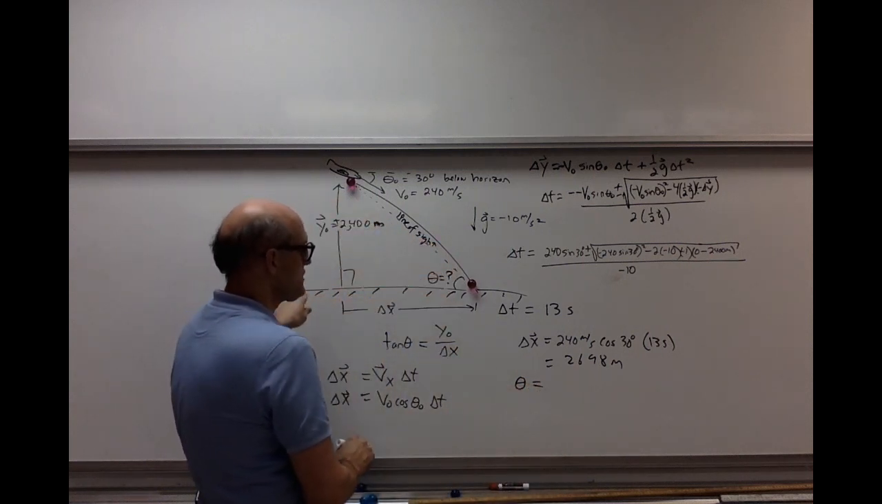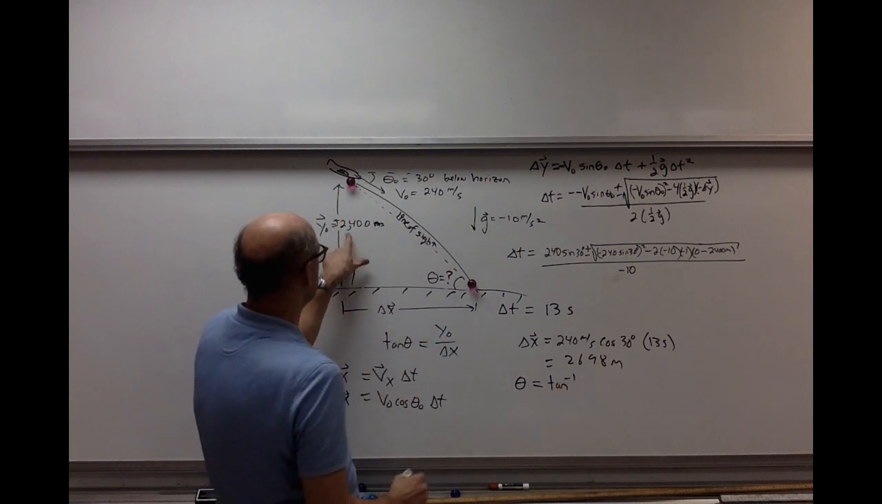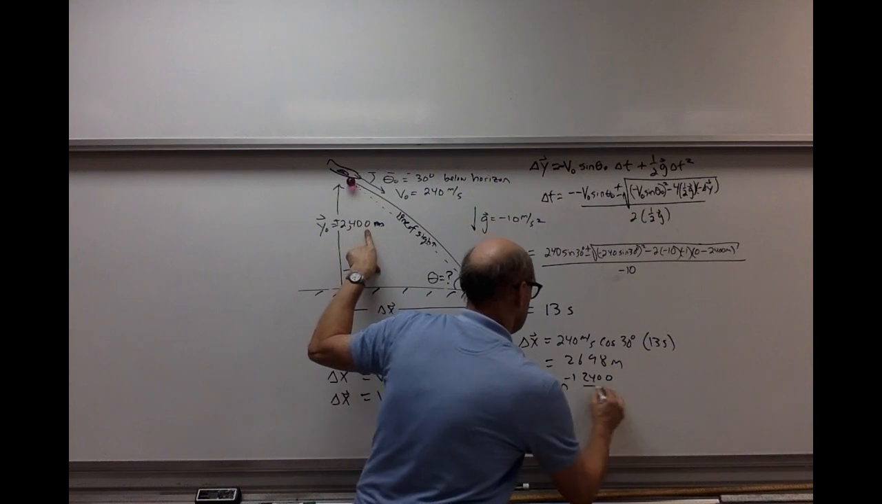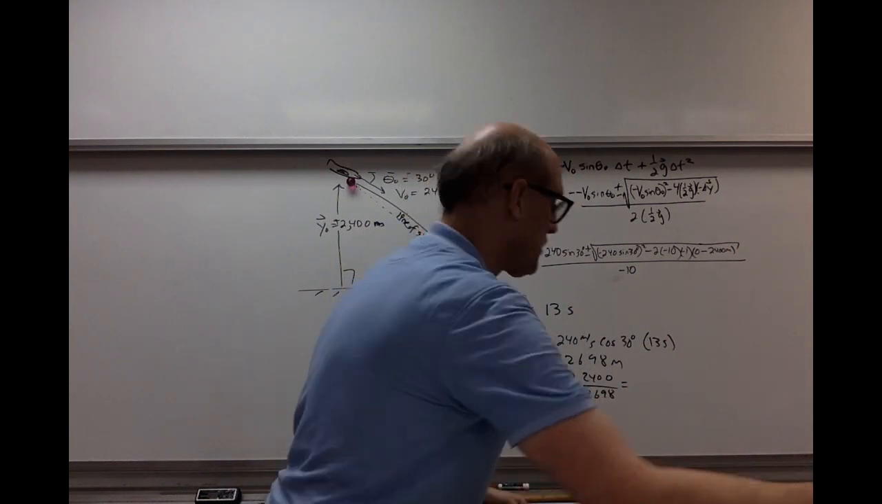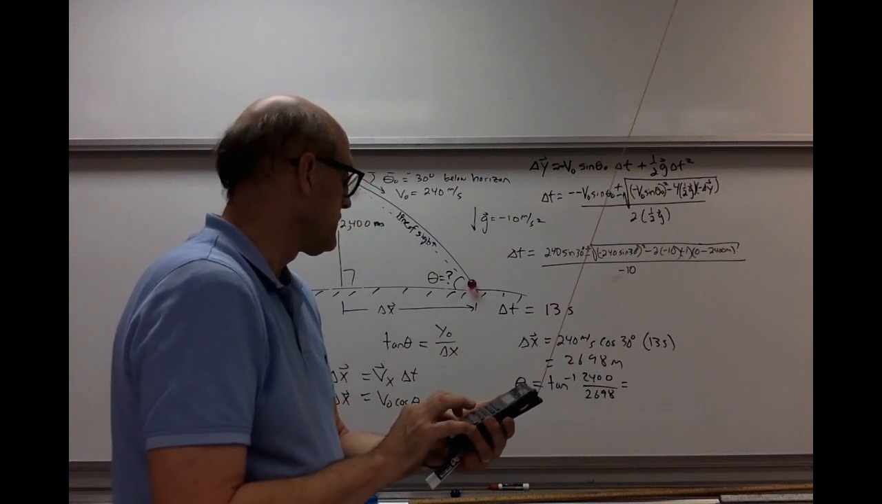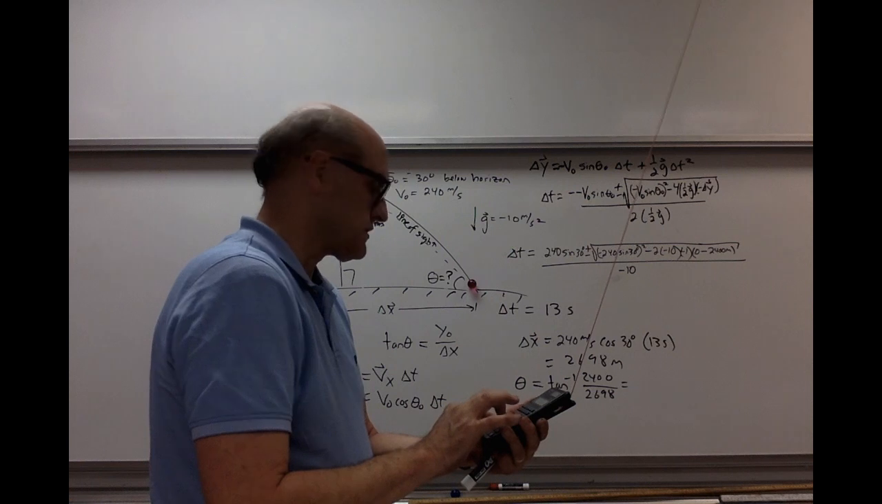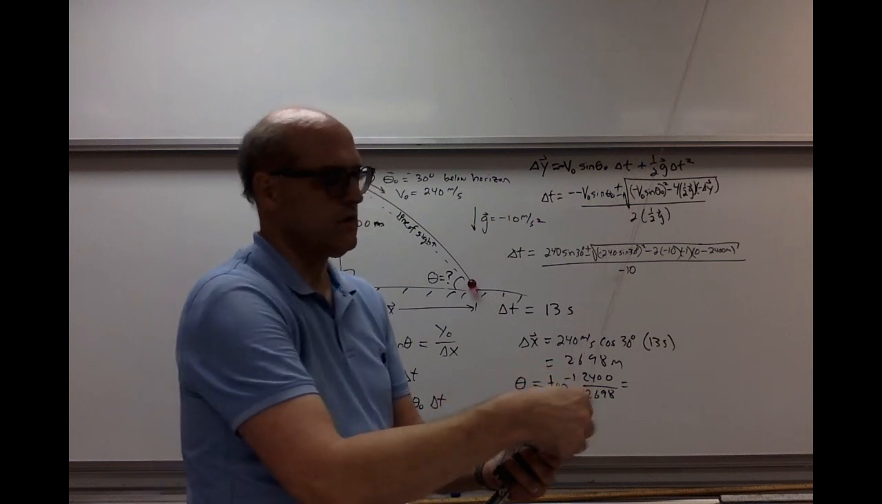So the angle that the line of sight makes with the horizon is the arctan of 2,400 divided by 2,698. Arctan of 2,400 divided by 2,698. And I get 42 degrees.